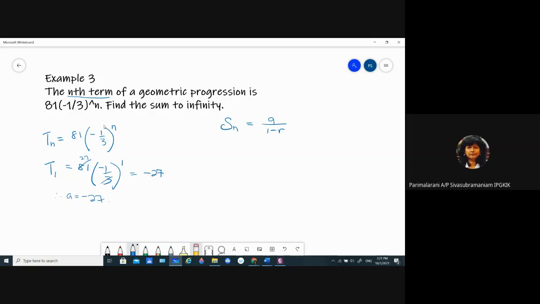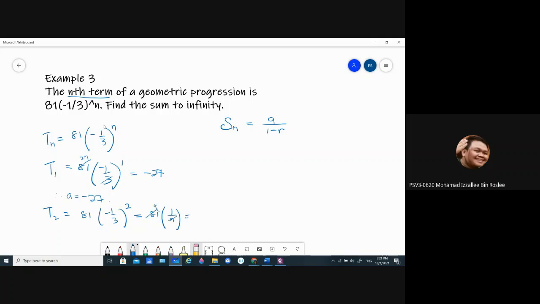What do we need to find now? In order to find R, what should we find? The second term. Second term, good. So how do you find the second term? 81 times negative 1 over 3, n is the second term, term 2, so n will be 2. Okay, so how much is this? 81 times negative 1 over 3, negative and negative is positive 1 over 9.